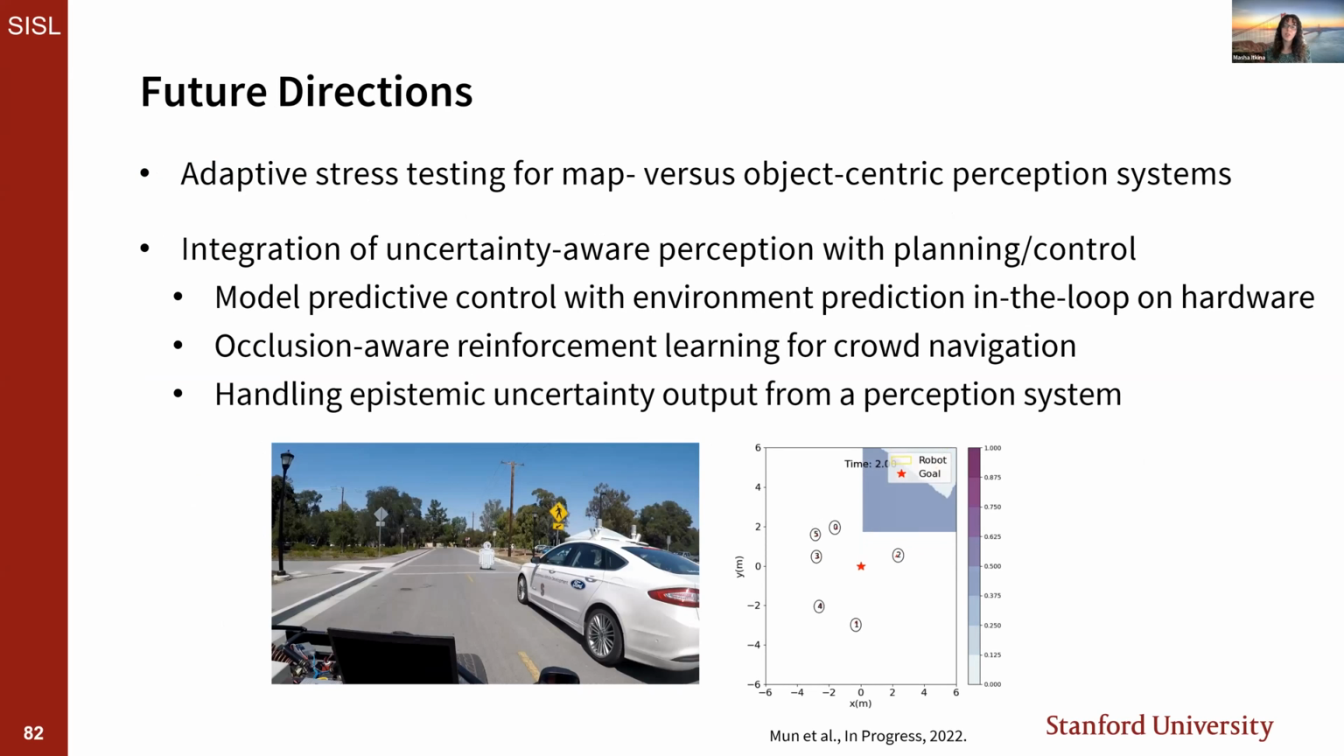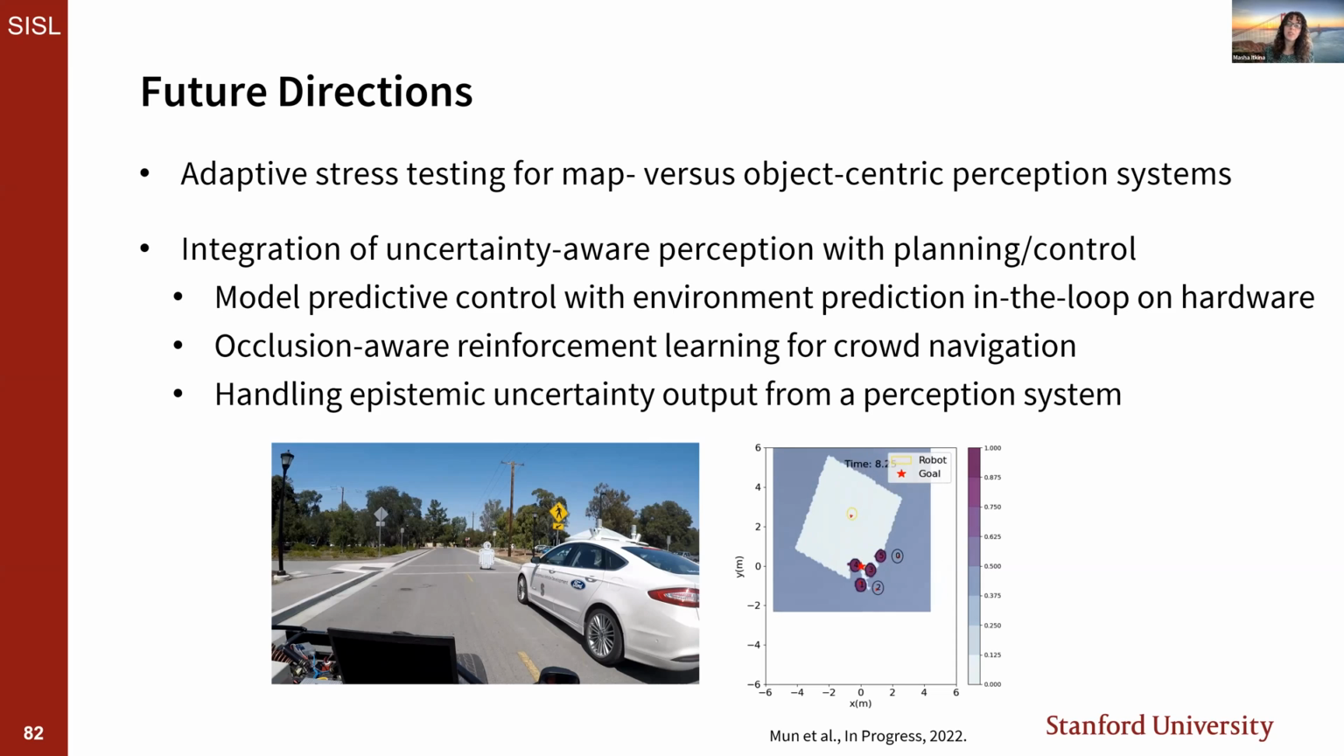There are several interesting avenues for future work. We are interested in using adaptive stress testing to characterize the failures in map-centric end-to-end perception systems, as in our environment prediction work, versus more classical object-centric perception pipelines. Understanding the failures of each system would enable us to build redundant systems that are able to complement each other.